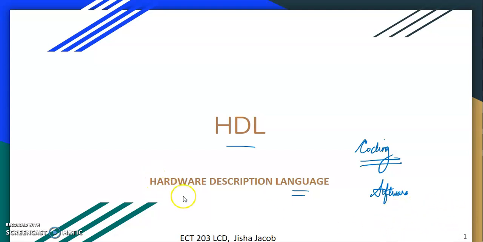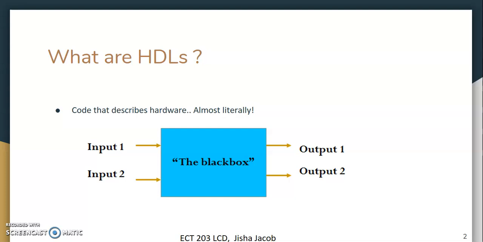But in case of HDL or hardware description language, the code describes hardware. That is, it describes the structure and behavior of logic circuits, that is the hardware itself. Those kind of codes or those kind of languages are referred to as HDLs, hardware description languages. So literally speaking, these languages describe hardware.